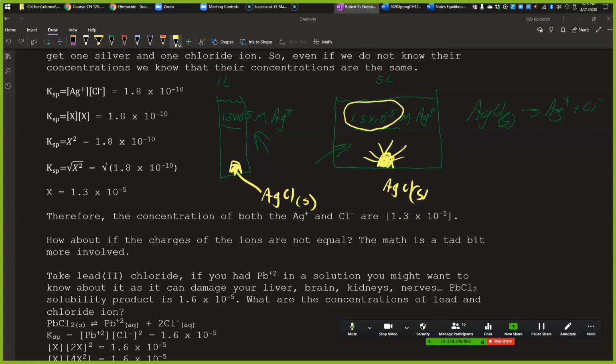So if you threw a little bit of it into the ocean, the stuff's going to dissolve. Yeah. So solubility rules, right? Dictate that silver chloride can't dissolve in water. Right. But it will.